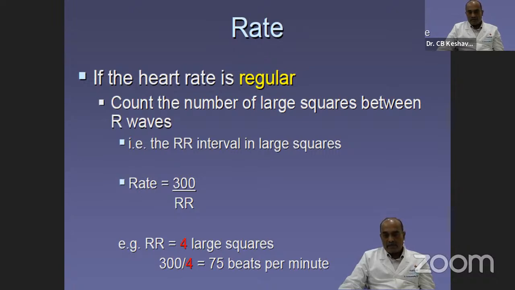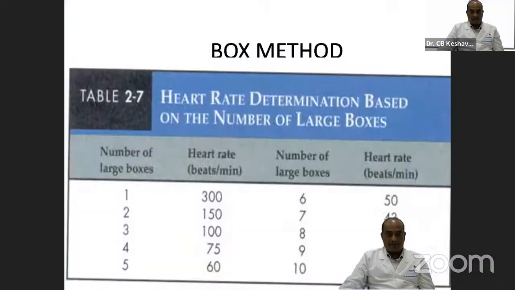So if you see basically the heart rate is around 100, you will see that there are 3 large squares between the QRS complexes. So RR is equal to 4 large squares: 300 by 4 will be 75. 300 by 3 will be 100. 300 by 2 will be 150 heart rate, like that. So this is the simplest way of calculating the heart rate from the ECG when the heart rate is regular. You can also use the box method. This is what was shown in the previous slide.